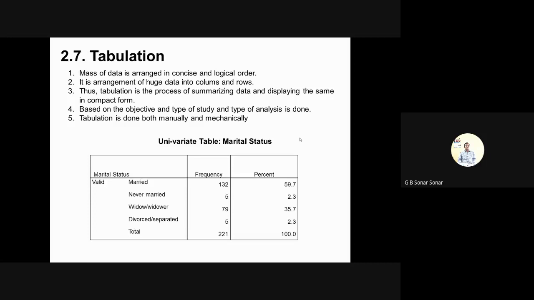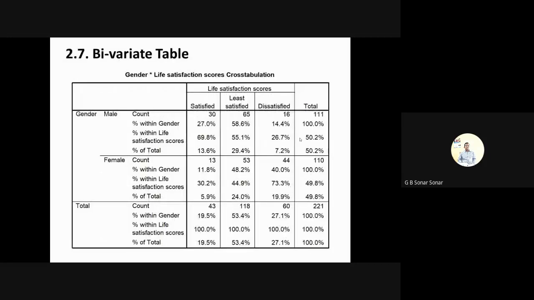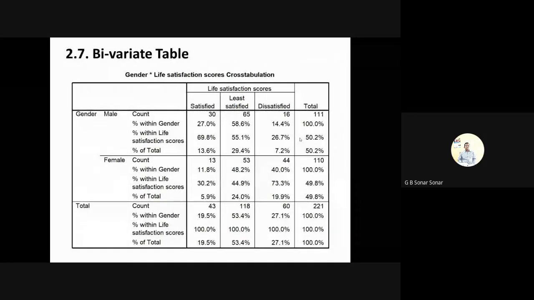Univariate tables are also called simple tables. This is an example of a simple table or univariate table, where the description of the marital status of 221 respondents is given. This is an example of a bivariate table, also called a cross table. There will be cross tabulation between the independent variable and dependent variable. Two variables are taken here: gender and life satisfaction of the respondents.